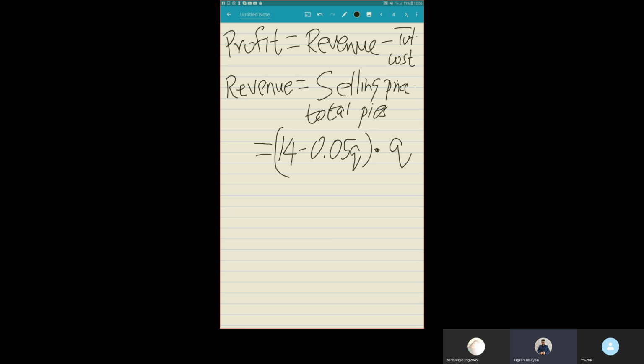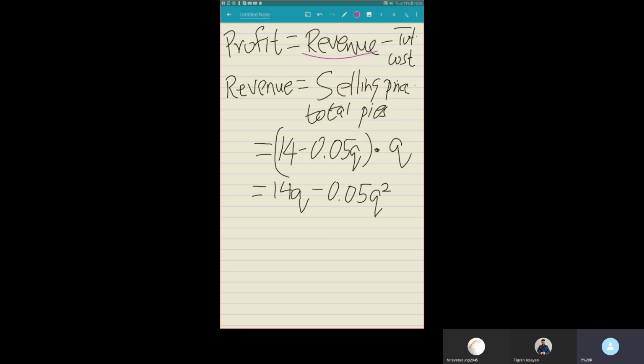I think you can already see in the question that Q is the number of produced pies. So Q is the variable in this case, right? Yes. So now I have to work out the brackets, which is 14Q minus 0.05Q to the power 2. Okay, that's right. So we have found this item.